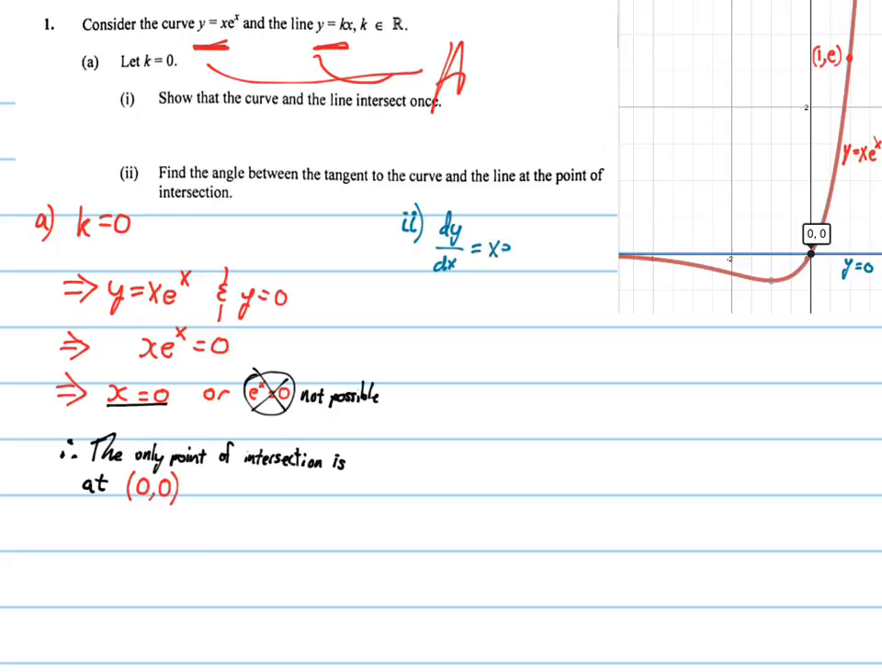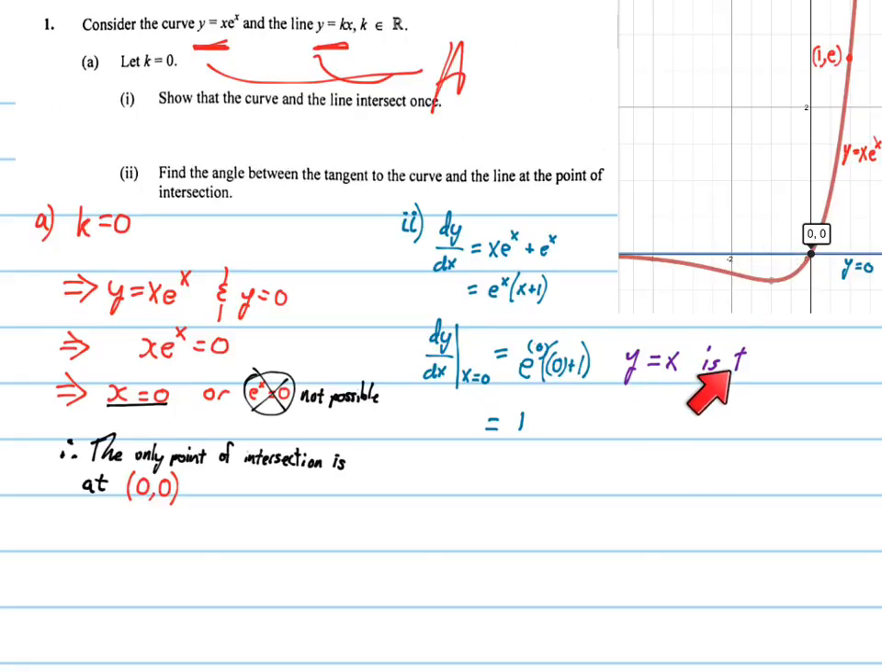Part 2 said to find the angle of the tangent to the curve at the point of intersection, which is at the point 0, 0. So I have to first find the rate of change. So I take the derivative of the function, and most people, again, nailed this pretty well. I factored it out so it makes it easier to substitute when I substitute in 0 for x, and I end up with 1 times 1. The slope of the line is 1. Point on the line is 0, 0, therefore y equals x is the tangent line.